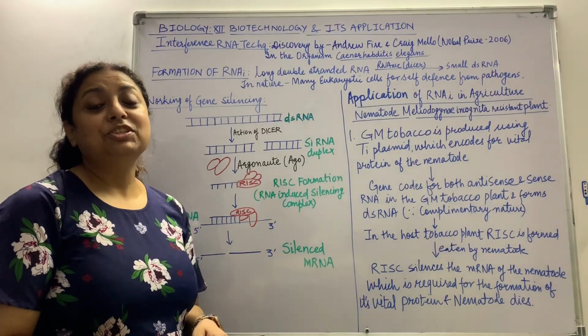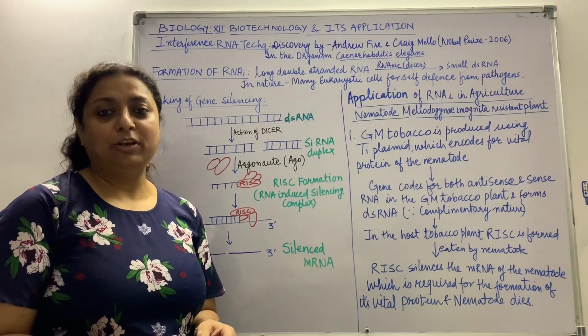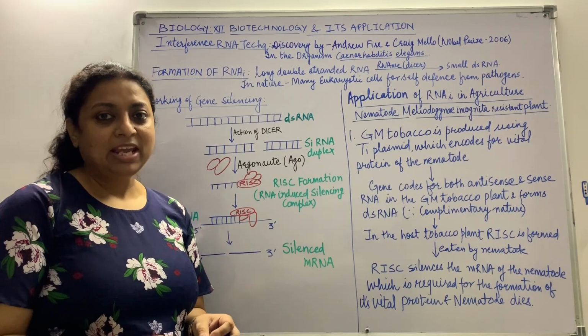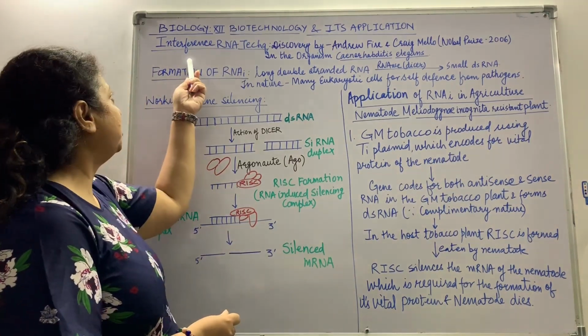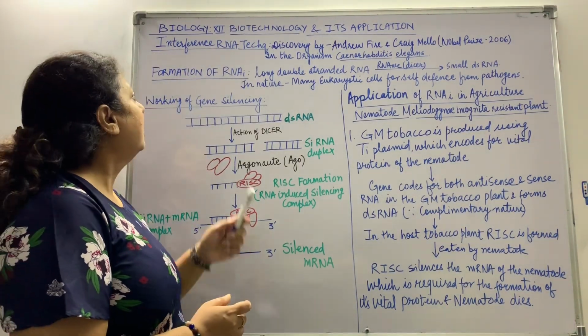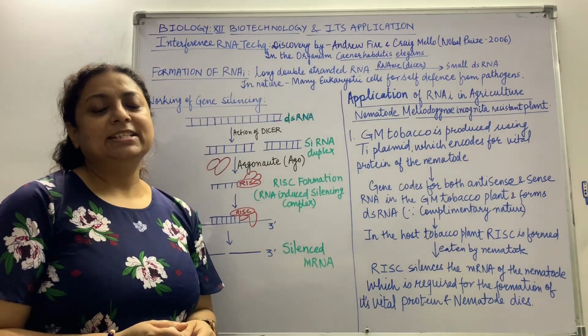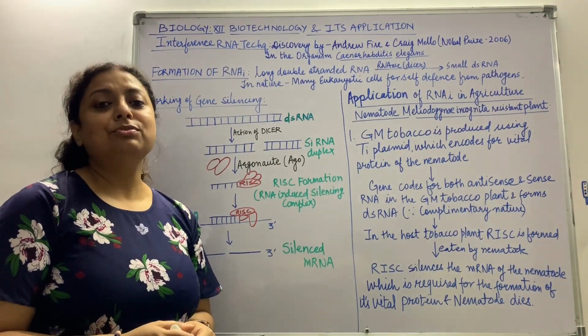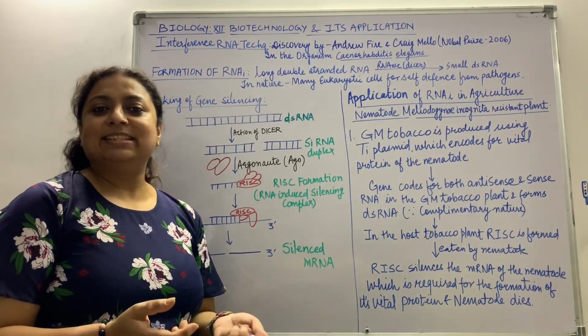Good evening viewers. So today's topic is of class 12 biotechnology and its application. And the subtopic we have chosen today to discuss is interference RNA technology. It is a very latest technique which is used to produce pathogen resistant plants.